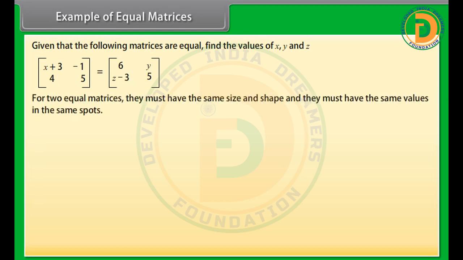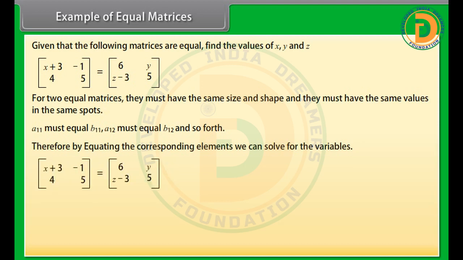For two equal matrices, they must have the same size and shape and they must have the same values in the same spots. Or we can say a11 must be equal to b11, a12 must be equal to b12 and so forth. Therefore, by equating the corresponding elements, we can solve for the variables. x plus 3 is equal to 6, x is equal to 3, y is equal to minus 1, z minus 3 is equal to 4, z is equal to 7.